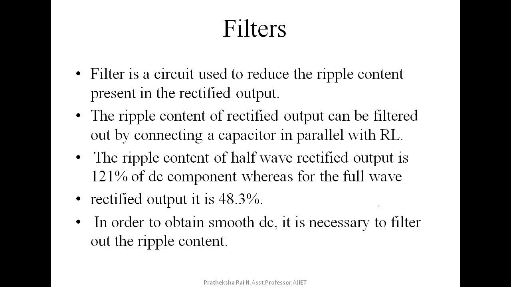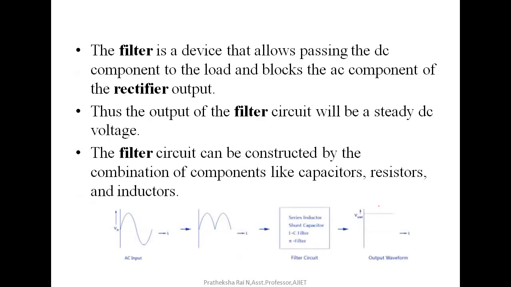We already know that the ripple content of the half wave rectified output is 121% of the DC component, whereas for the full wave rectified output it is 48.3%. So in order to get a pure form of DC, or smooth DC, it is necessary to filter out the ripple content. The filter is a device that allows the DC component to pass to the load and blocks the AC component of the rectifier output.